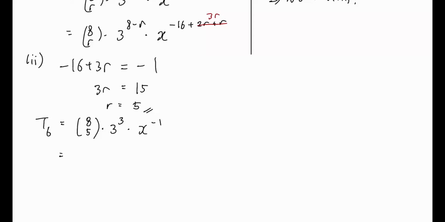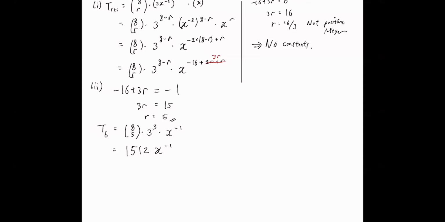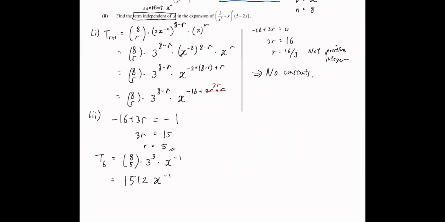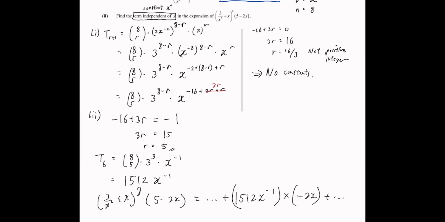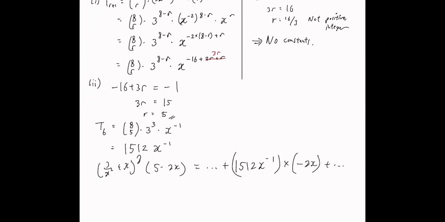I need a calculator for this. 8 choose 5 times 3 power 3 is 1512 x power -1. Okay, so that's the only term that will contribute to your -1 power. So 3 over x squared plus x power 8 times 5 minus 2x will equal plus 1512 x power -1 multiplied by -2x plus ... All the other terms are not constants anymore. Okay, so we can simplify this. Multiply out 1512 times -2, you'll get a -3024.